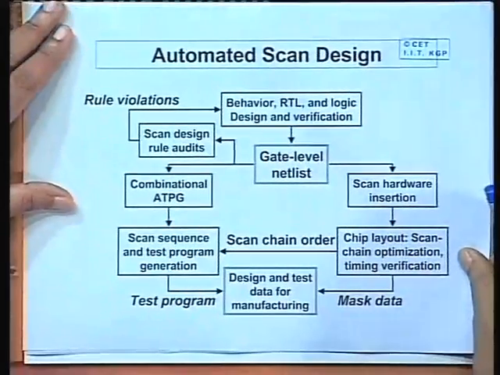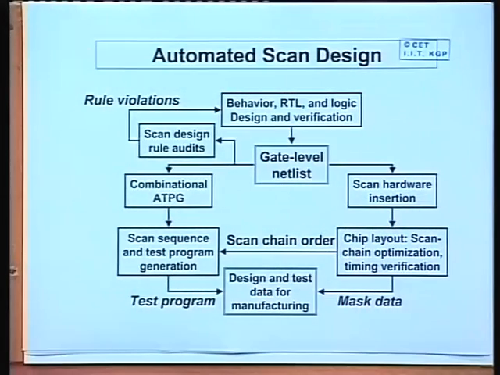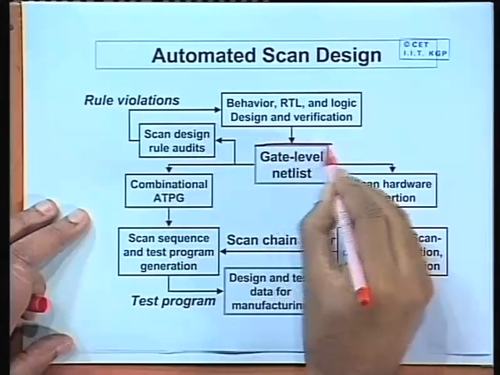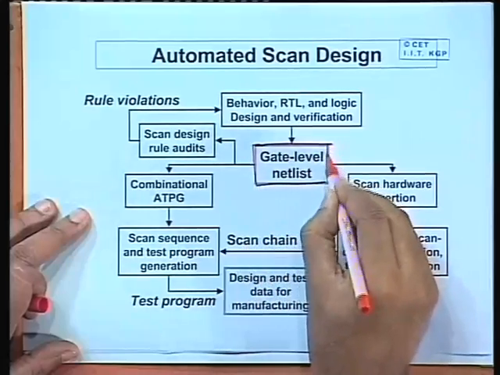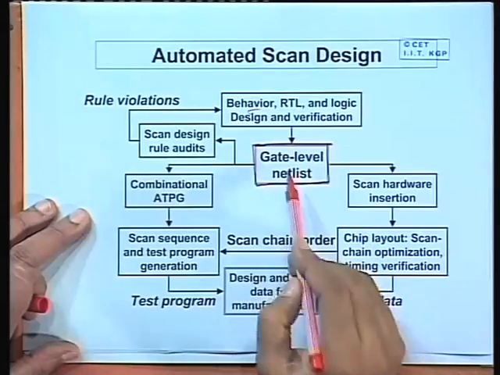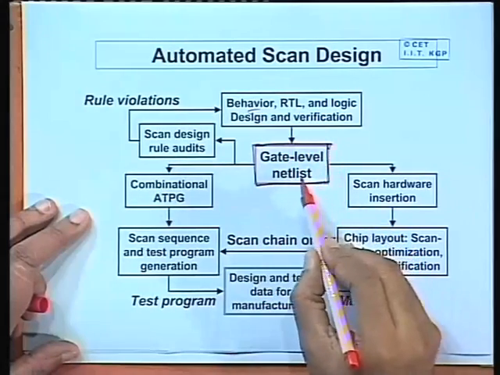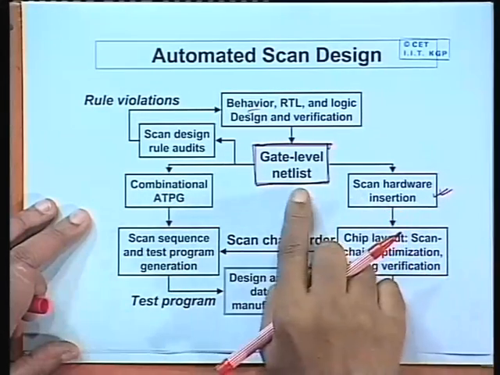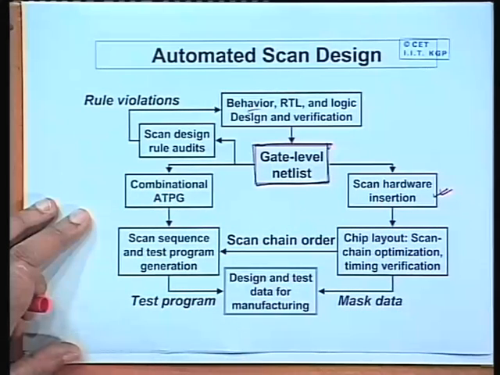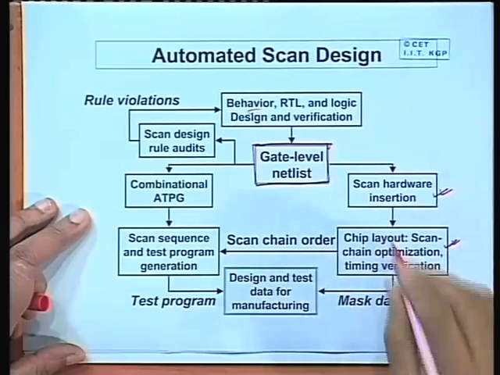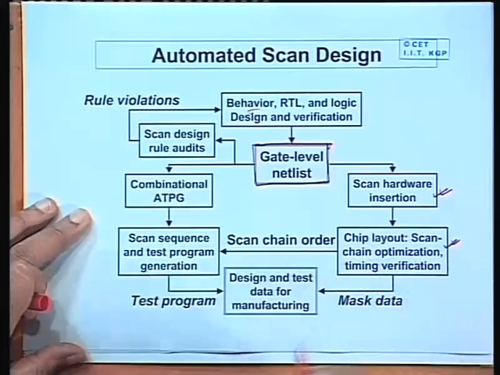So, I am just showing you an overall picture. You have the gate level netlist here. What we normally do in a typical VLSI design flow, we have a gate level netlist which you have obtained through synthesis. Using some tool, from the gate level netlist, you can carry out scan hardware insertion. Some of the flip flops will be made scan flip flops and the scan paths will be made. After this insertion, you can go to the chip layout, you can optimize the scan chains, and you can also see whether the timing requirements are satisfied.